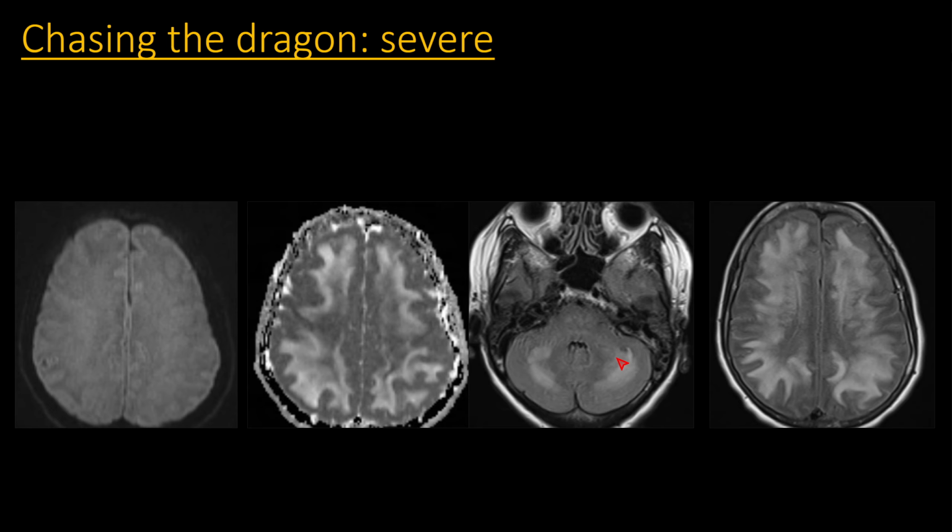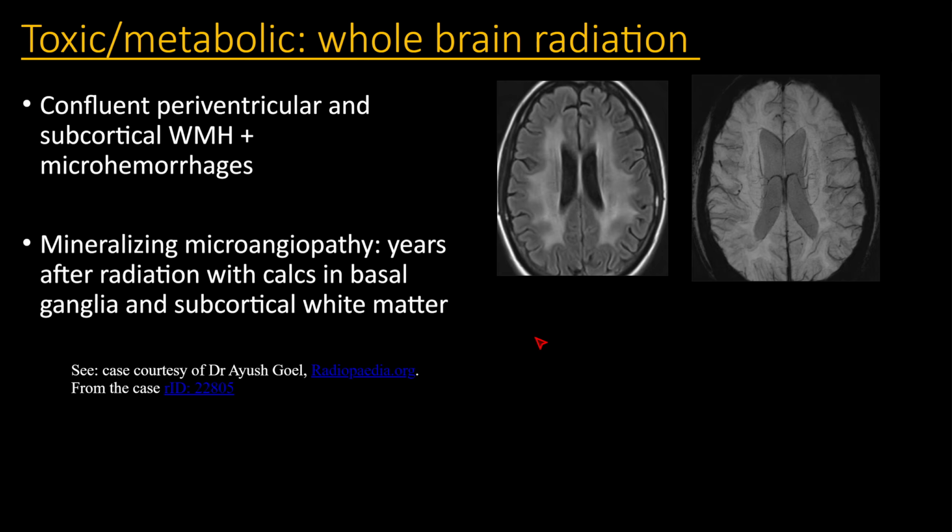or other toxic metabolic etiologies. Next, we'll talk about the sequela of whole brain radiation therapy. Now, whole brain radiation therapy is again going to look very much similar to sequela of chronic microvascular ischemia, except it's going to have a very strong temporal correlation to when there was whole brain radiation therapy.